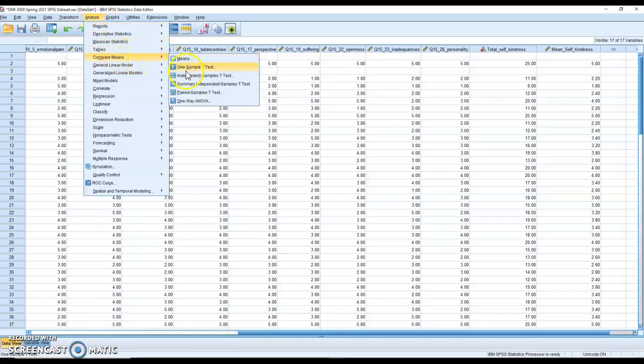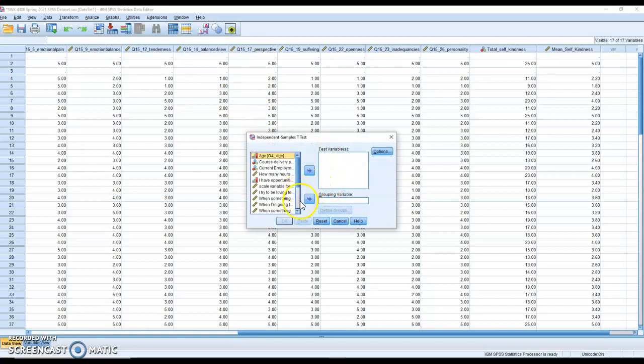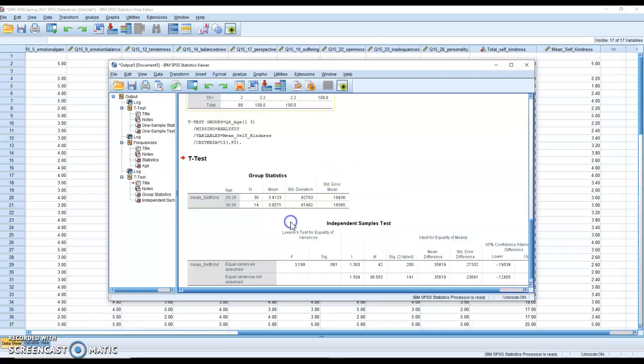We're going to come back over here to compare means and independent samples t-test. We are going to put our mean for self-kind over here. And we're going to put our grouping variable by age. But you see, it gives us these 2 little question marks right away, so we have to define our groups. So the 2 groups we want to compare, remember, were 1 and 3. Okay, so we want to see what are the mean self-kindness scores for groups 1 and 3. So now we hit continue, and we hit OK, and we get our output.